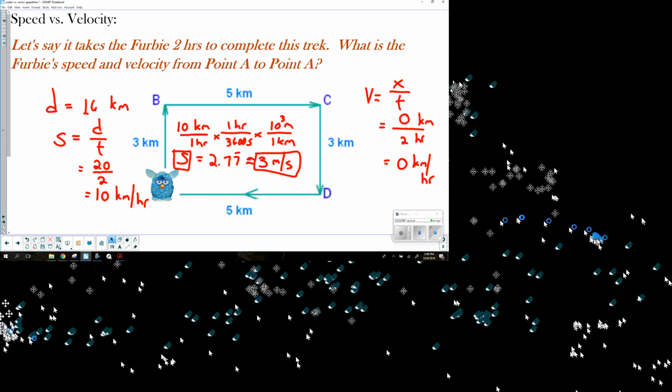So speed tells you the total distance divided by a time, whereas a velocity tells you how long it took the object to change position. That's the difference there. So hopefully this is going to give you enough information to do the practice worksheets from Physics Classroom that you will find on Schoology.